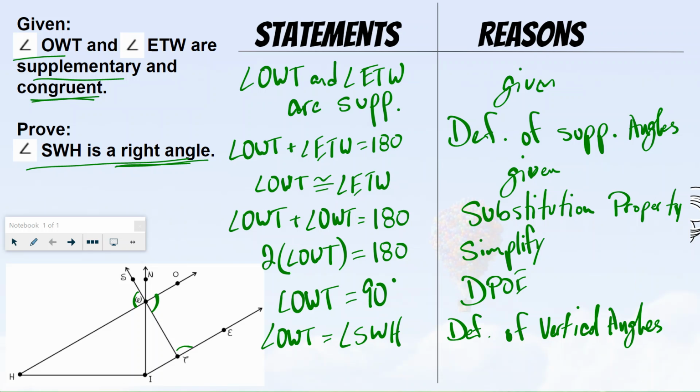We have 2 more last little kind of nitpicky steps here. We have to say that 90 degrees is in fact equal to that SWH, so I'm kind of thinking of that as just substitution. I'm taking that 90 and putting it in place of that. You could also use the transitive property there.